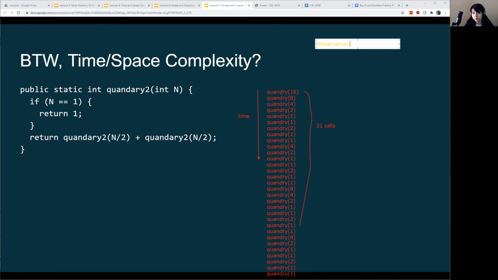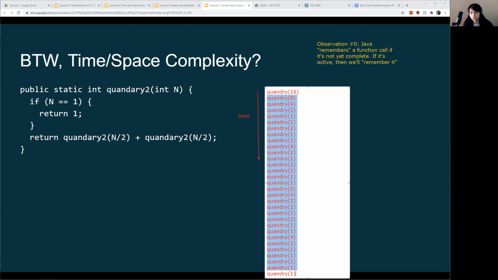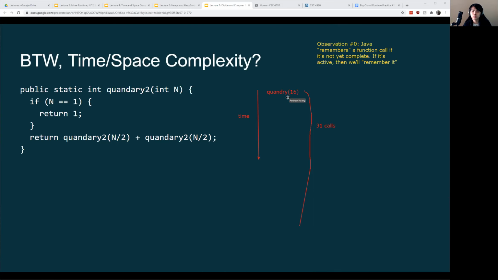Observation. Java remembers a function call if it's not yet complete. In other words, if it's active, then we'll remember it. Observation number 1, Java remembers a function call if it's not yet complete. So let's just imagine at the very beginning, we call quandary of 16. We're still talking about this example. Quandary of 16 is the first thing we call, and we need to remember that it exists.